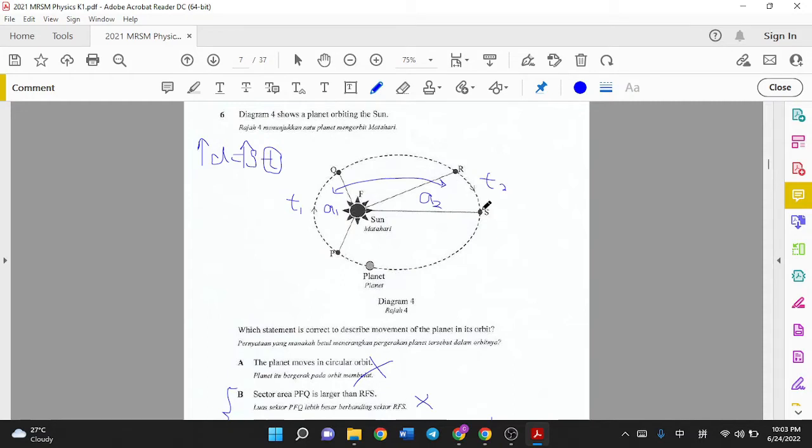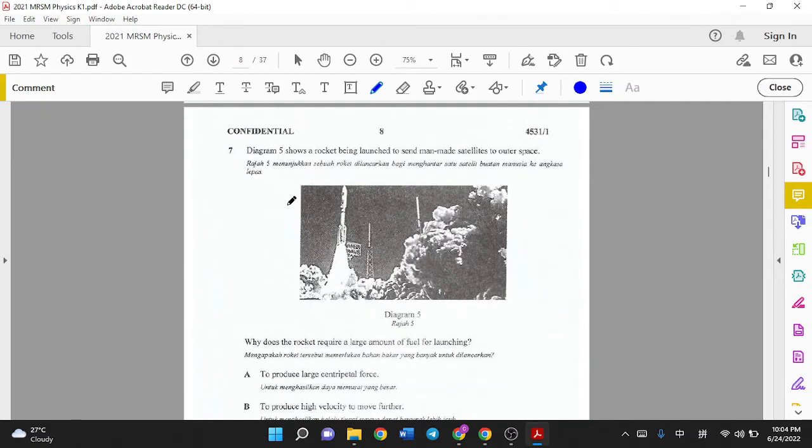So how I remember this fact is that when a planet is near the Sun, it will gain the energy of the Sun. I just imagine that when the planet gains the energy of the Sun, it will move faster. This is how I remember that the planet moves faster at PQ than at RS. Okay, so next, diagram 5 shows a rocket being launched to send man-made satellites to outer space.